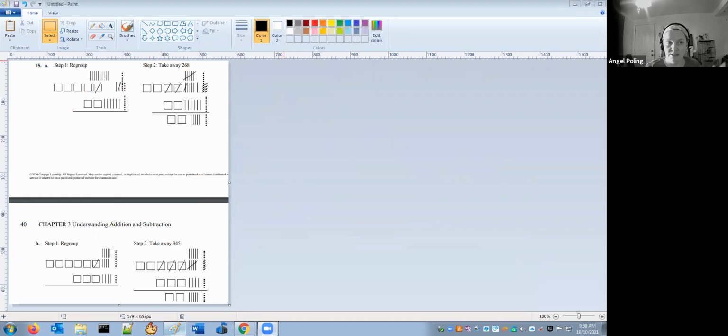These crossing out marks mean regrouping. These crossing out marks mean takeaway.